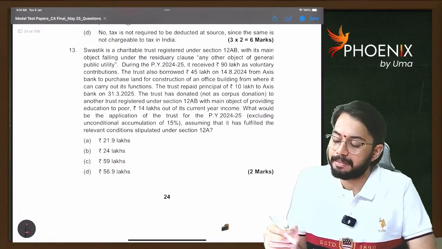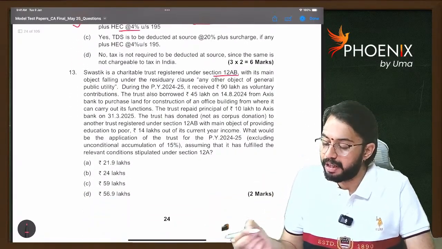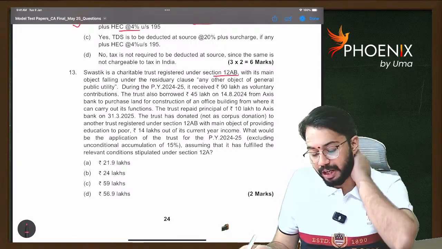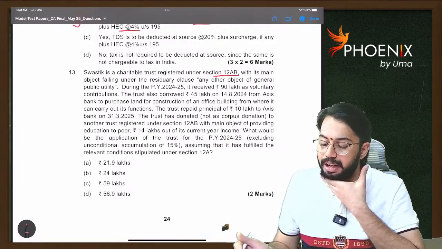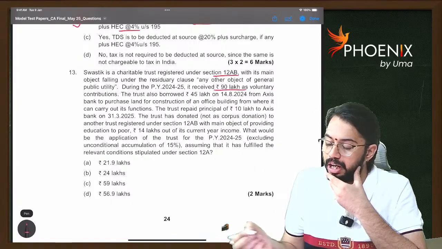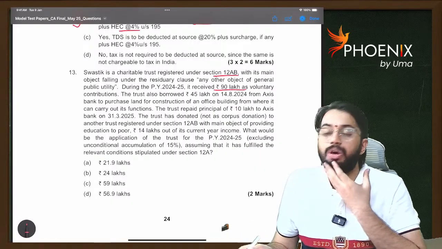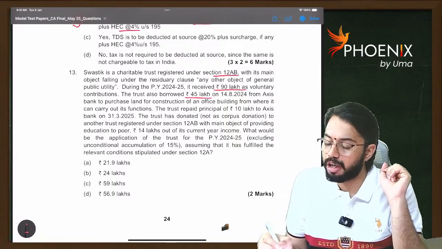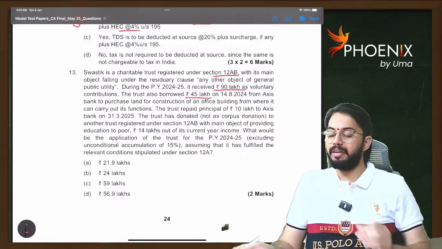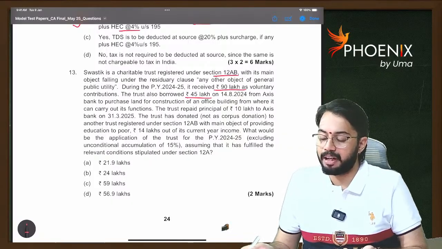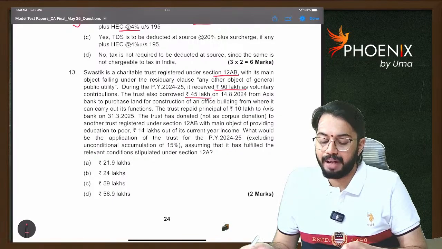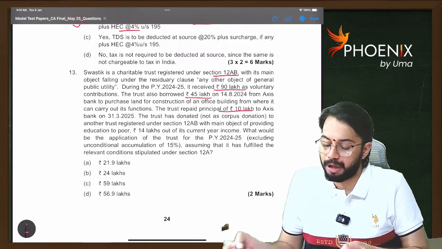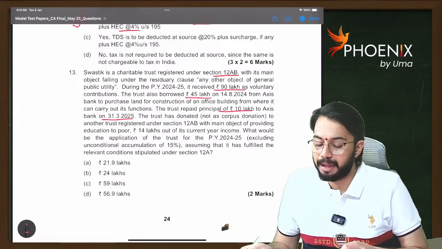Next, Swastik is a charitable trust registered under section 12AB with its main objectives falling under the residuary clause, any other object of general public utility. During 24-25, it received 90 lakhs as voluntary contributions. So, how much voluntary contributions received? 90 lakhs. Trust also borrowed 45 lakhs on 14th August 2025 from Axis Bank to purchase land for construction of an office building from where it can carry out its function. The trust repaid principal of 10 lakh rupees to Axis Bank as on 31st March 2025.